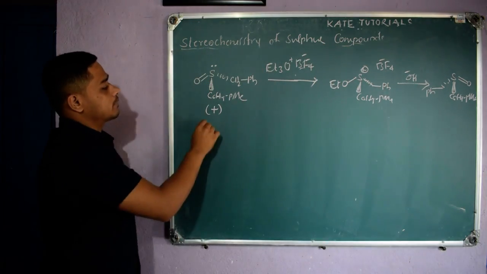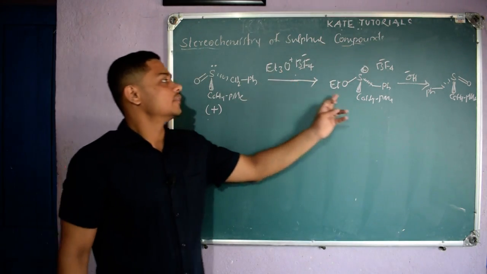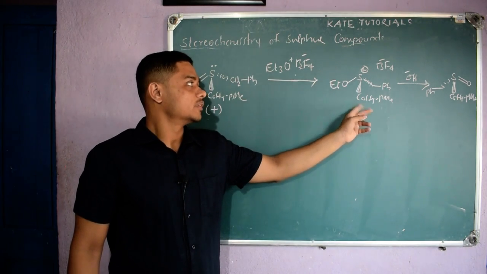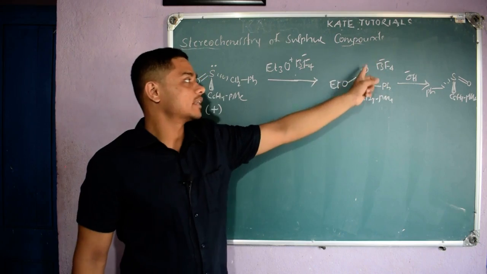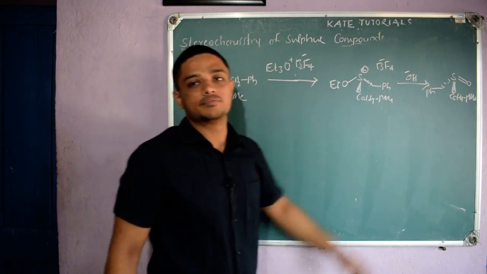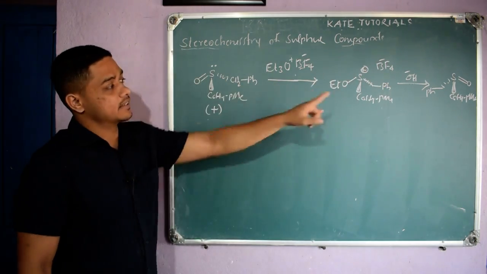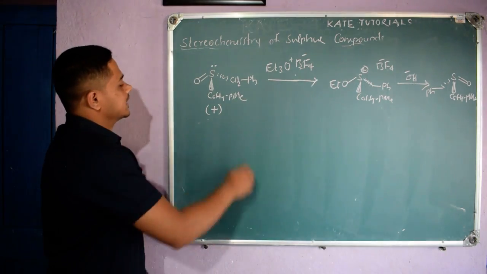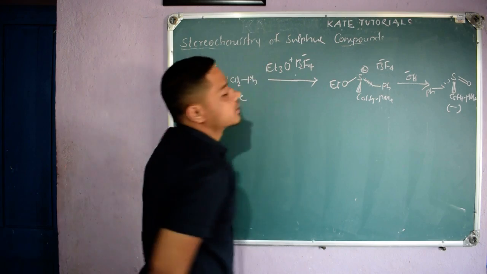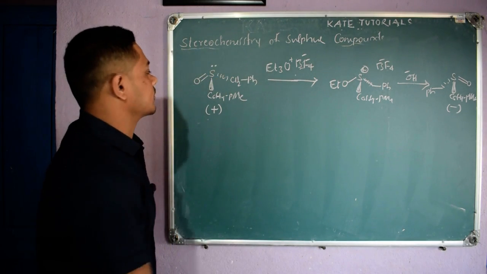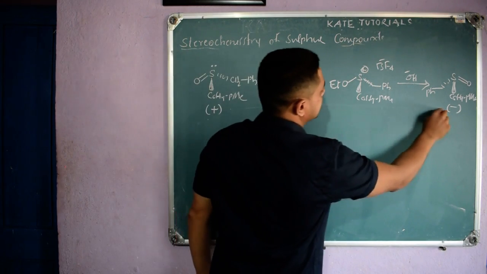So initially it was plus. After this reaction we got an intermediate, right? This is the intermediate. To that, if I add a base, again the OH will attack and we will get oxide. Here it was oxide, there is also oxide. But initially it was plus, and the oxide which I get is now negative. It rotates the plane polarized light towards the left side. So from plus to minus it is changing.